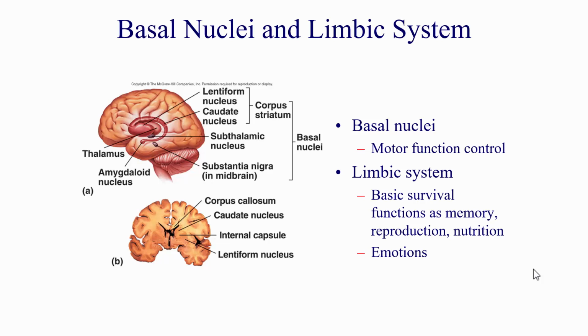Okay, looking at the basal nuclei and the limbic system. The basal nuclei is basically motor function control, whereas the limbic system, think of emotions. That's your emotional brain. It's for basic survival functions such as memory, reproduction, nutrition. Again, it's your emotional brain as well.